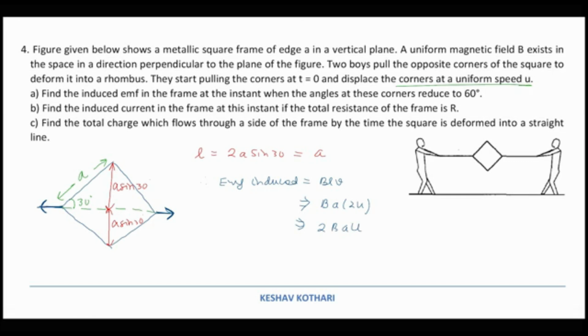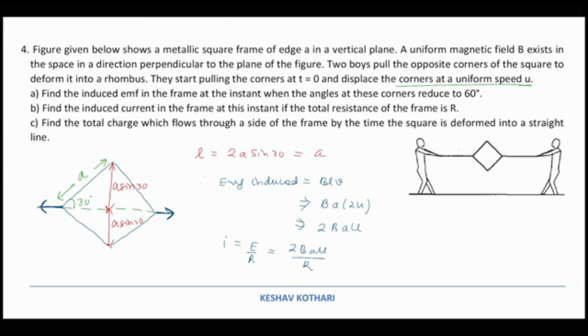So the next thing which is being asked over here is the value of current. So if we calculate the value of current induced in the frame, current induced in the frame is equal to EMF upon R, that is we divide by the value of resistance. So over here we obtain it as 2Bau upon R, where R is the resistance.